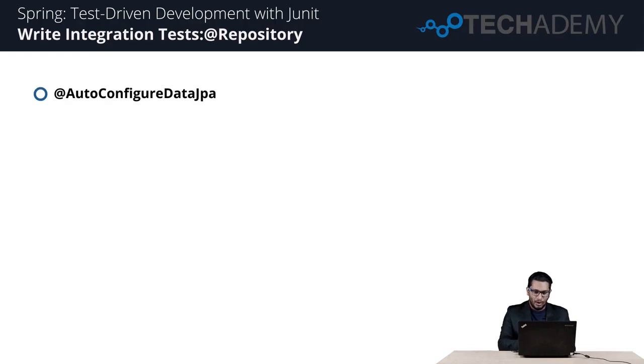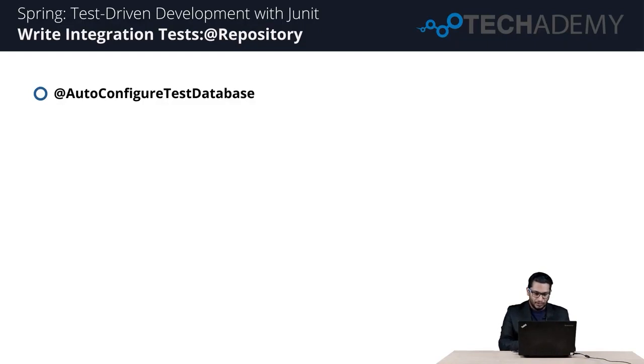So first we have the AutoConfigureDataJpa annotation. This is a basic need here. You're letting your test environment know that you're about to start doing a lot of JPA testing, and so you need to know all the components that make sense for this type of test objective.